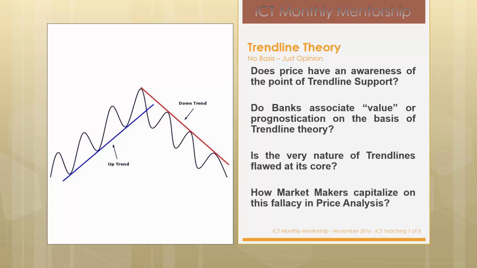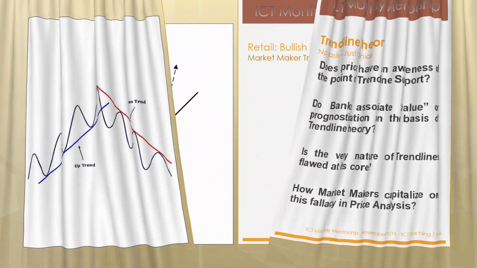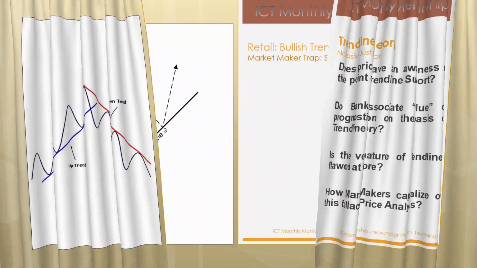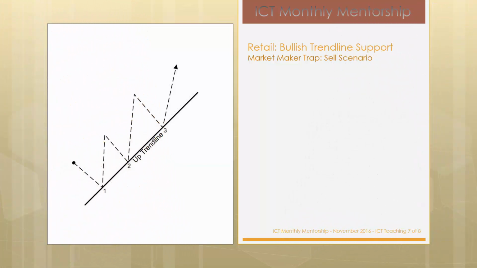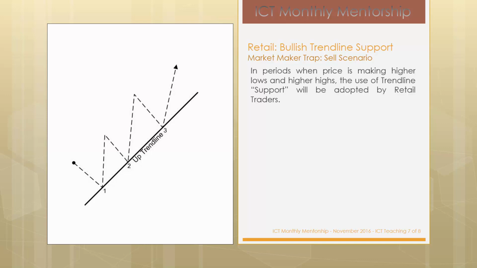Knowing this, how can market makers capitalize on this fallacy in price action? Retail bullish trendline support. In periods when price is making higher lows and higher highs, the use of trendline support will be adopted by retail traders.